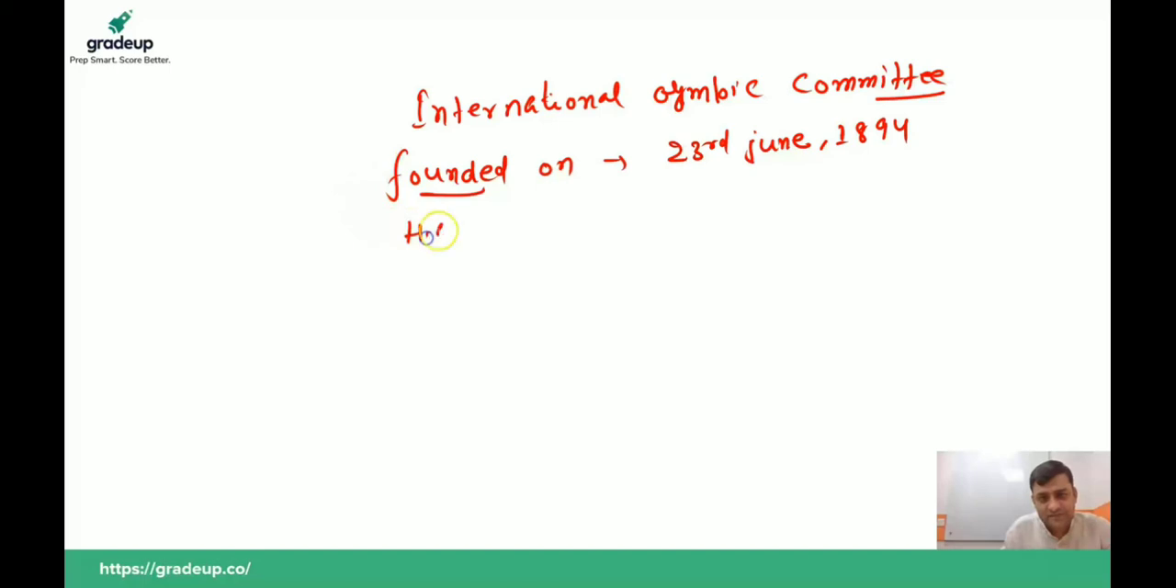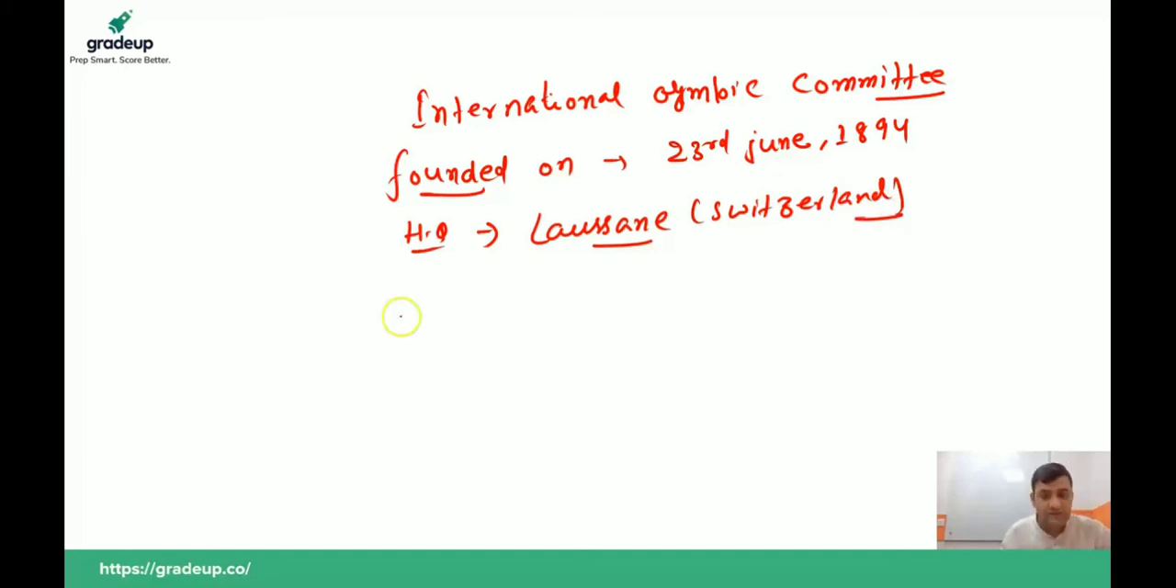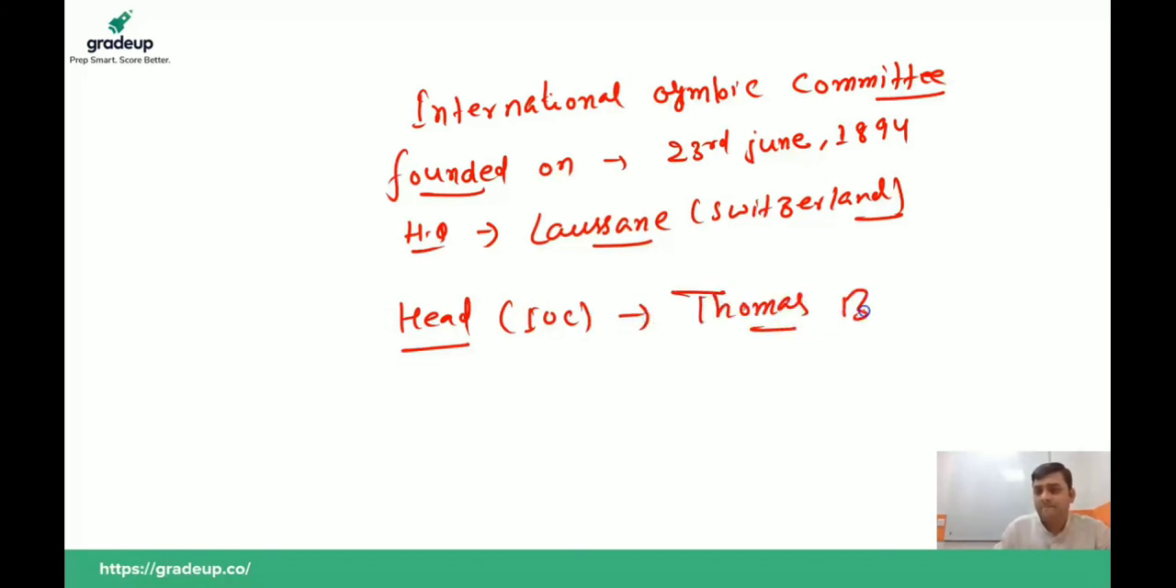this IOC is headquartered at Lausanne, Switzerland. Lausanne is part of Switzerland, International Olympic Committee. And the head of International Olympic Committee is Thomas Bach. Thomas Bach is the head of which one? You will say International Olympic Committee.